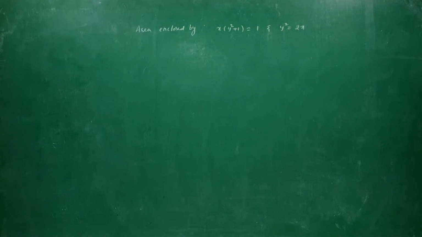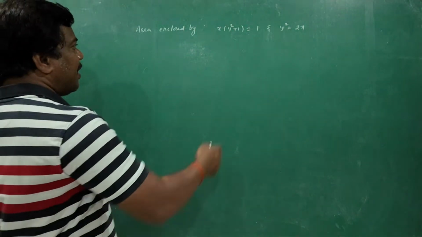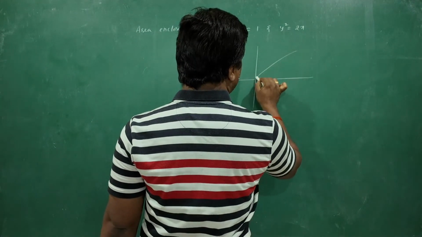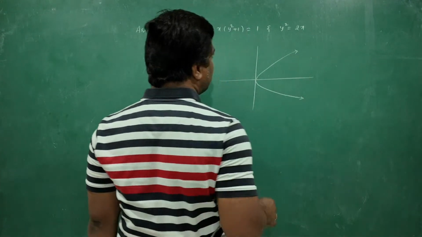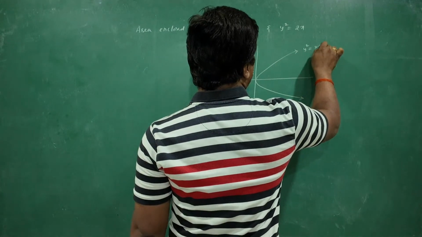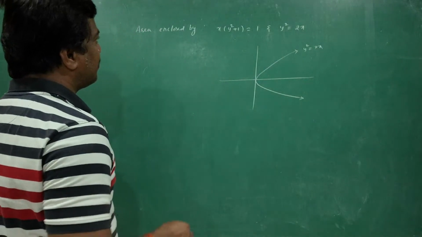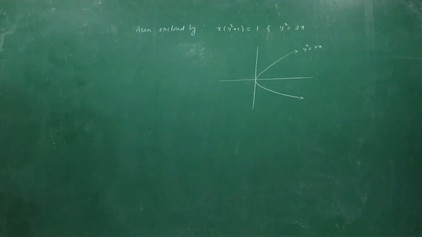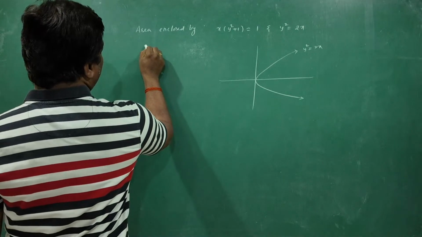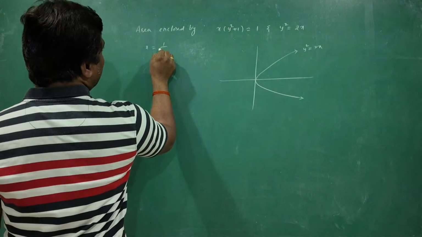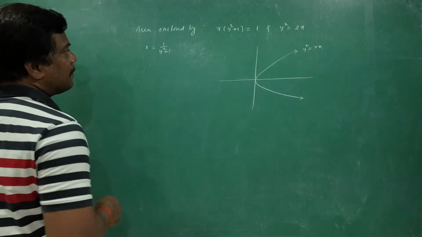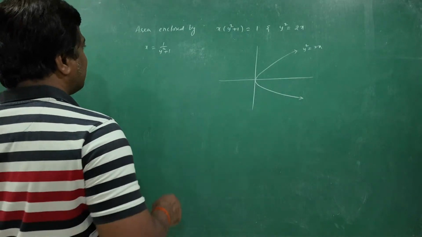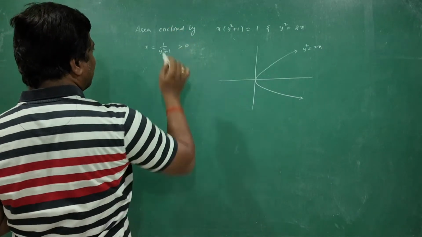See the graph. y square equals 2x indicates a parabola in standard form. Next, x into y square plus 1 equals 1 is given, so I can write x equals 1 by y square plus 1. Yes, the graph of x equals 1 by y square plus 1. This is clearly positive, right? More than 0.